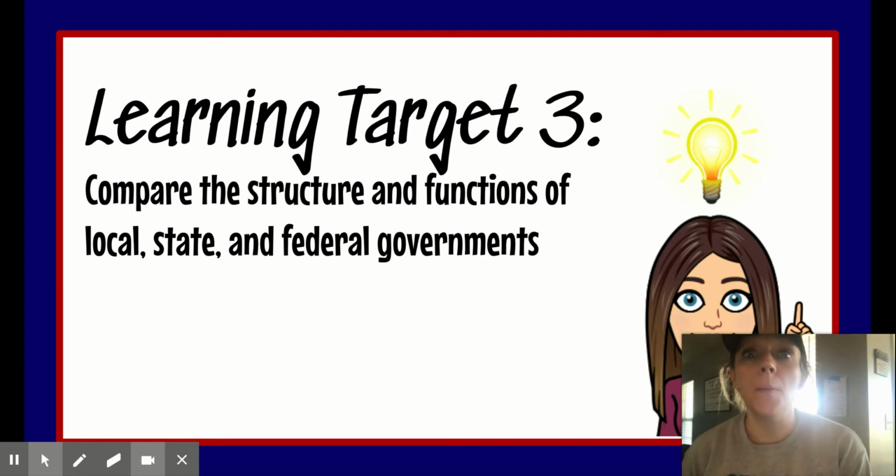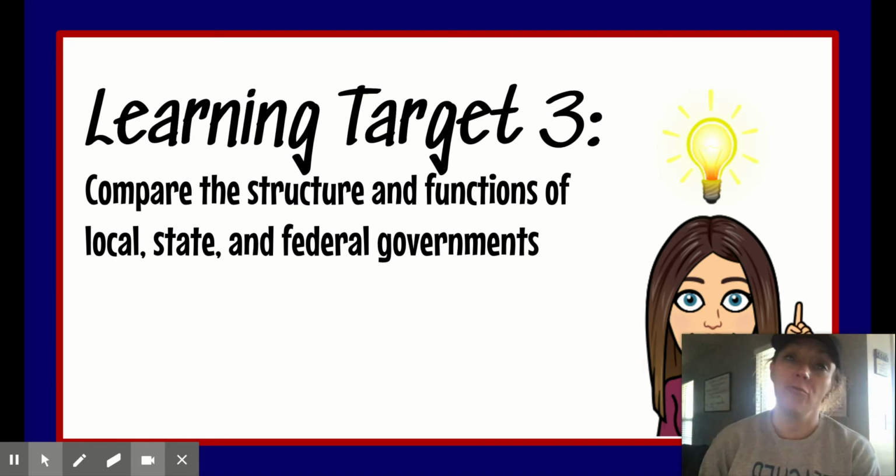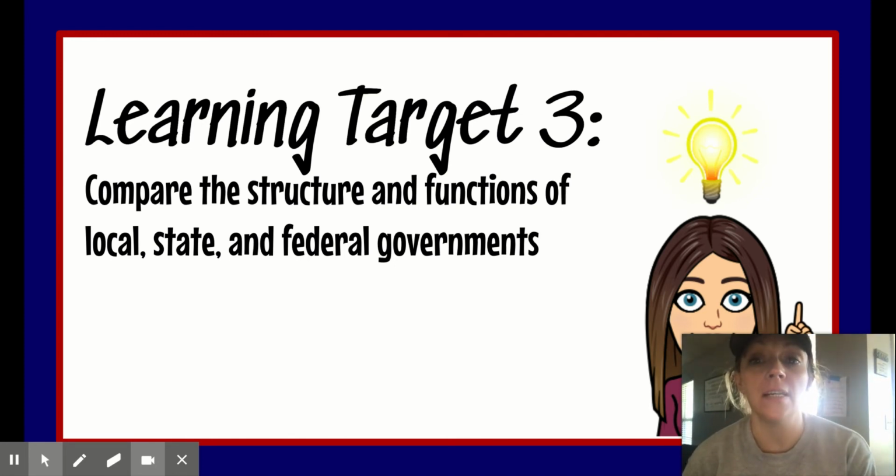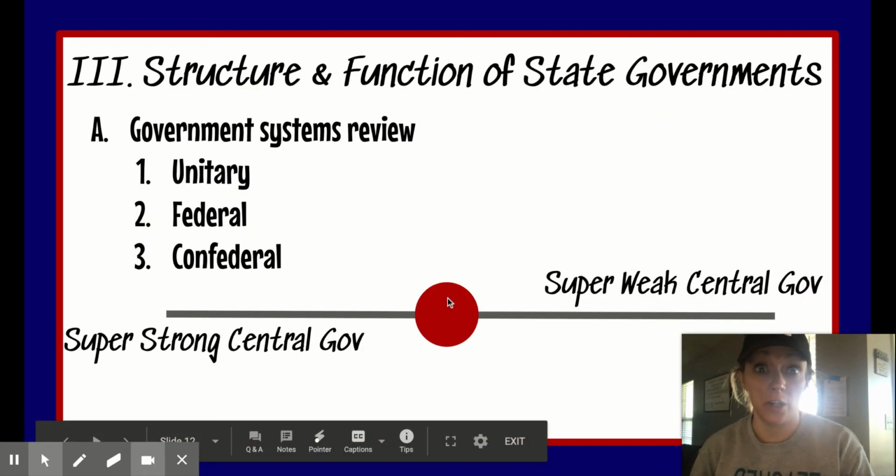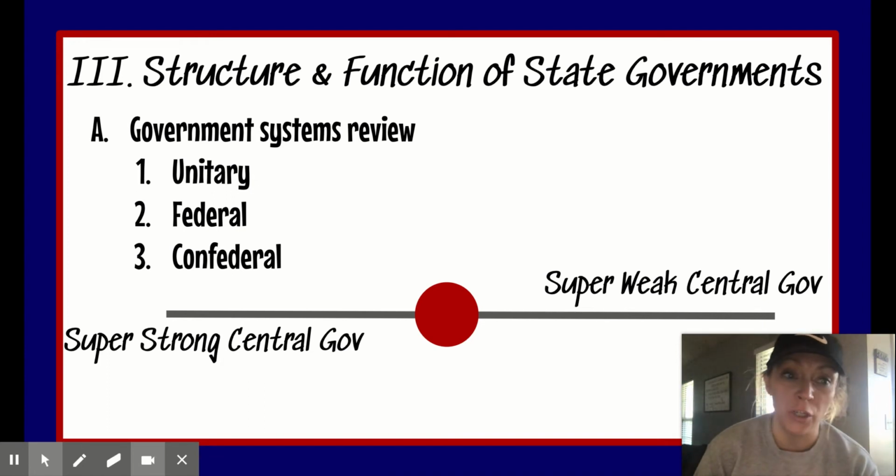But anyway, our learning target today is to compare the structure and function of local, state, and federal governments. We're going to be focusing specifically here on state government structure. Okay, so before we get to that, we need to review all the different systems of government that we talked about way back in Unit 1.